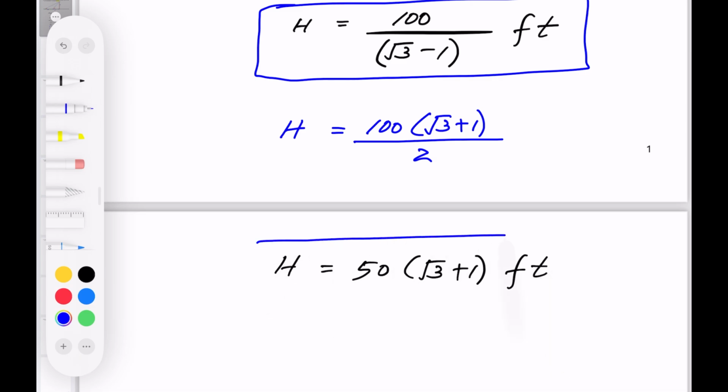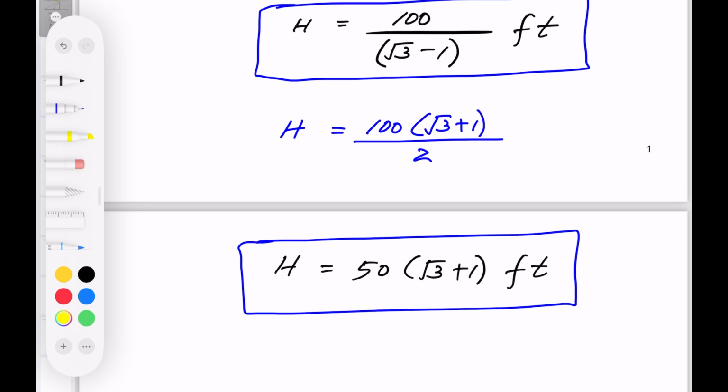This simplification is not a required simplification for my class. However, if any student wants to do that simplification, I'm completely fine with that as well. Some other instructors may also need you to do some more. For them, even this term may not be making much sense. In such cases, you will have to use your calculator and multiply 50 with square root 3 plus 1.